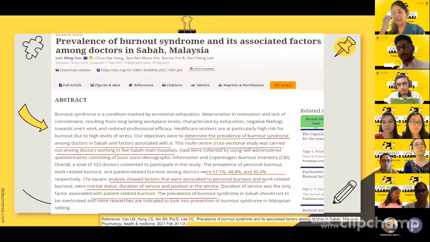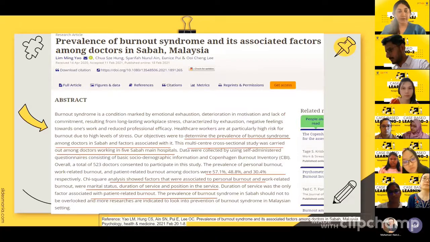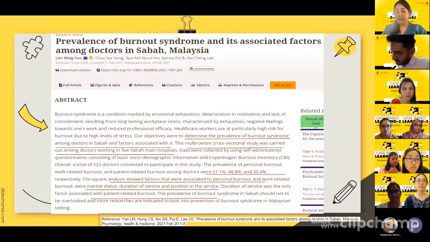So first I would like to talk about the many studies conducted to investigate the prevalence of burnout. Here are a few situational analyses. The first one is the prevalence of burnout syndrome and its associated factors among doctors in Sabah. Basically, it was to determine the prevalence of burnout and the factors associated with it. It was divided into three things: personal burnout, work-related burnout, and patient-related burnout. The factors associated with personal burnout and work-related burnout were marital status, duration of service, and position in the service.